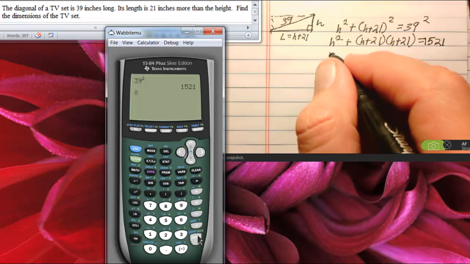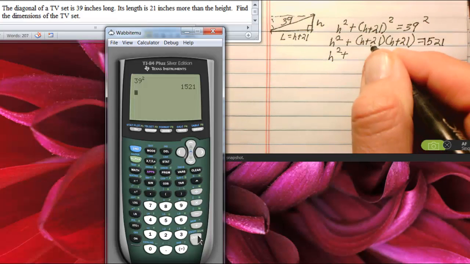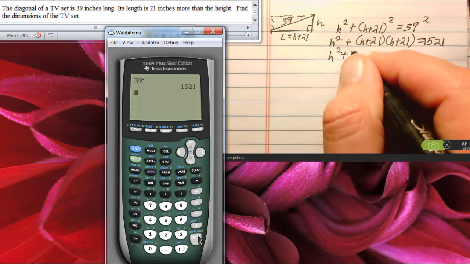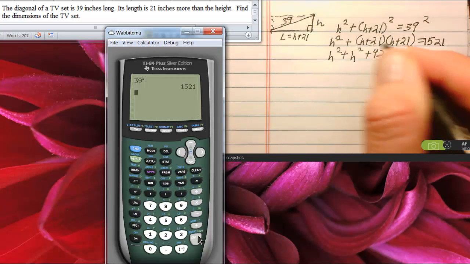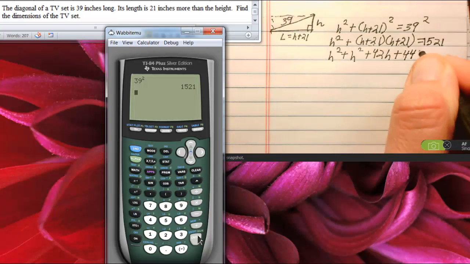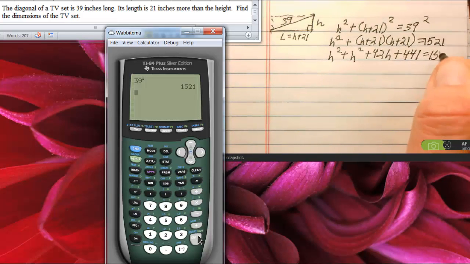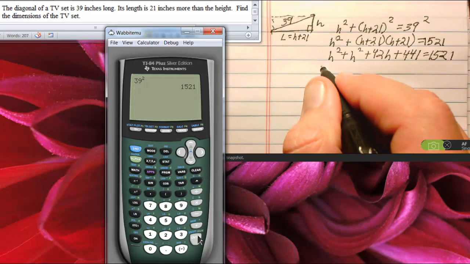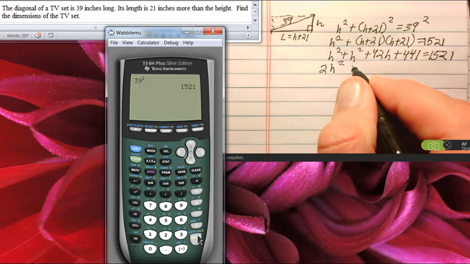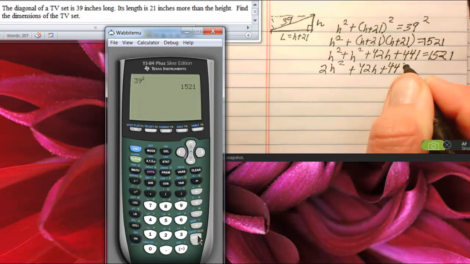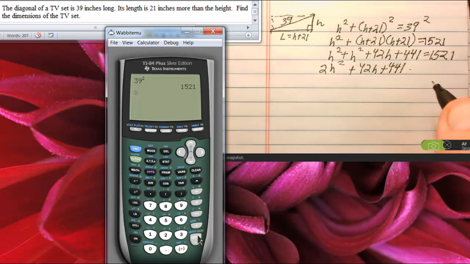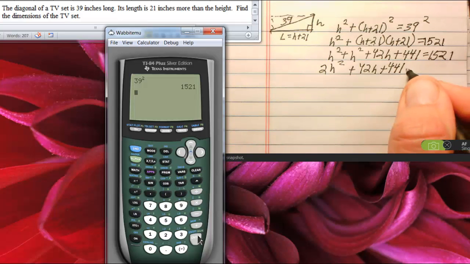Okay, so h squared plus, I'm going to FOIL these two linear binomials, I'll get h squared plus 42h plus 21 times 21 is 441, and that's going to equal 1521. So I will have 2h squared plus 42h plus 441. And I'm going to subtract 1521 from both sides of the equation because of the zero principle.